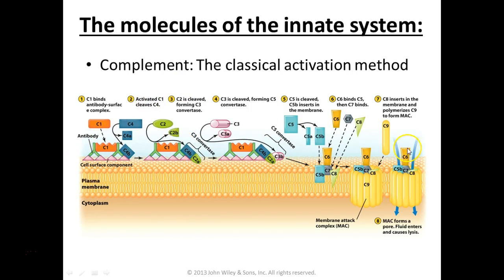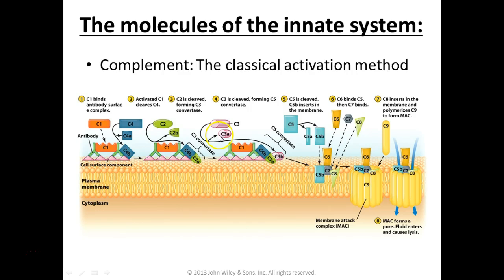So do we need to know all these steps? No. We need to know it starts with antibody, right? We get C3 convertase, which breaks down the C3's into C3a and C3b. We need to know what C3b does, right? What does it do? It's an opsonizer, right? As well as involved in the rest of the cascade.